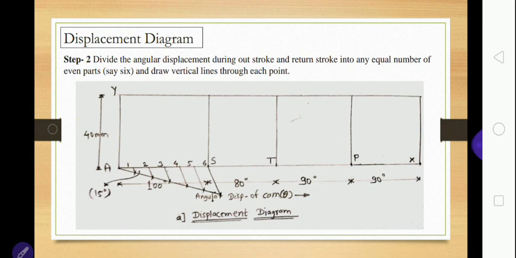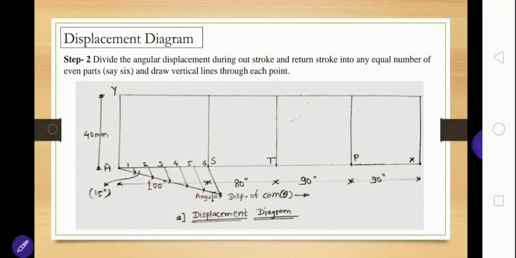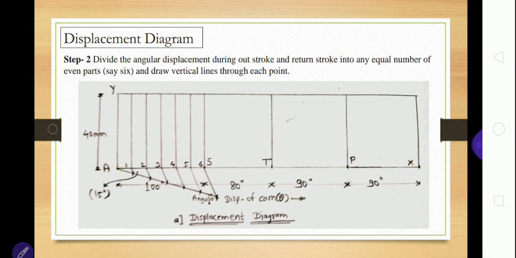Therefore we have divided this AS line into 6 equal parts without any scale. We just plotted a 15 degree angular line, or any 20 degree line you can also select. After that you divided this line into 6 equal parts with the known scale. Then you joined the 6th point to the S point, then the 5th point with a line parallel to exactly the last line. Like that you joined all the lines and got points 1, 2, 3, 4, 5, 6 on the AS line. After that, draw the vertical lines through these points as per our procedure.